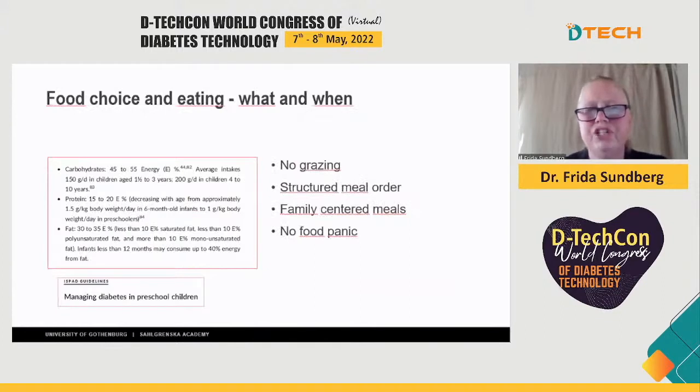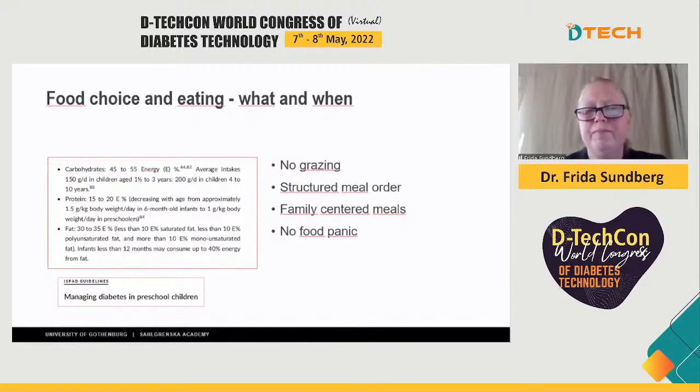Insulin treatment in young children is very much about food and eating, what to eat and when to eat. The what to eat is quite well answered in the ISPAD guidelines, and you can find them there. It's basically based on healthy child eating. But what is important when you want to add insulin treatment with a pump or any other method is no grazing. You need to have a structured meal order. You can't succeed with insulin treatment if the child is eating continuously.